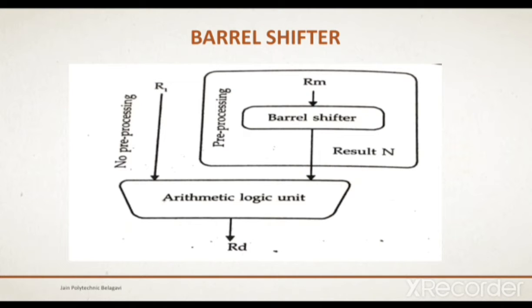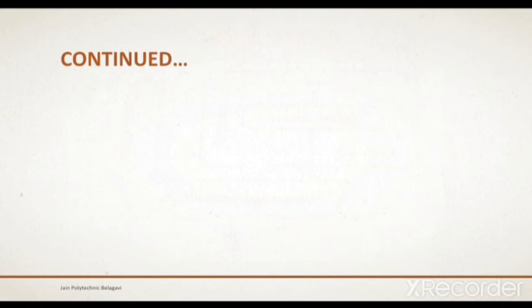Next we will see what is barrel shifter. The block diagram for barrel shifter is shown, which consists of arithmetic logic unit, that is nothing but ALU, above which there is a pre-processing unit which has a barrel shifter inside it. The data to the barrel shifter is Rm, which is a register. Next, we will see how it works.